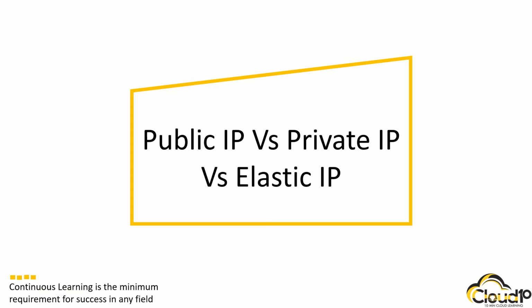In today's video, we'll discuss various IP address options that are available within AWS and understand the differences between them. To be very precise, I'm talking about three IP address options, that is public, private, and elastic IP address. So let's understand what these IP addresses are.